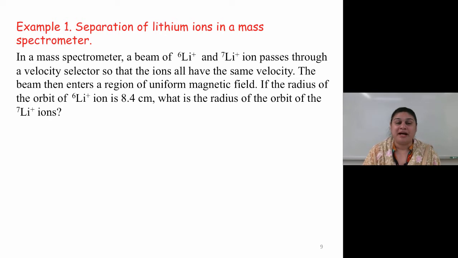Example. In a mass spectrometer, a beam of lithium-6 and lithium-7 ions passes through the velocity selector so that the ions all have the same velocity. The beam then enters a region of a uniform magnetic field. If the radius of the orbit of lithium-6 is 8.4 centimeters, what is the radius of the orbit of lithium-7?